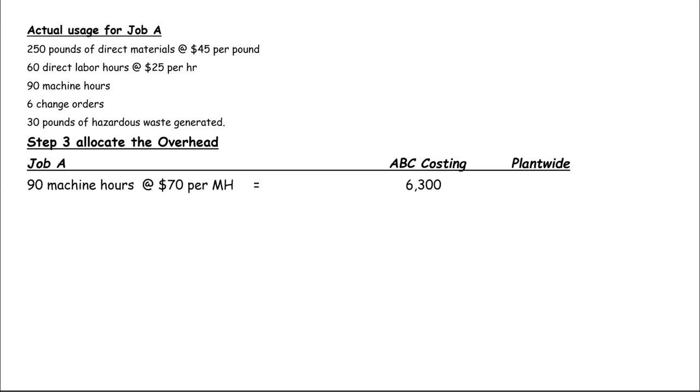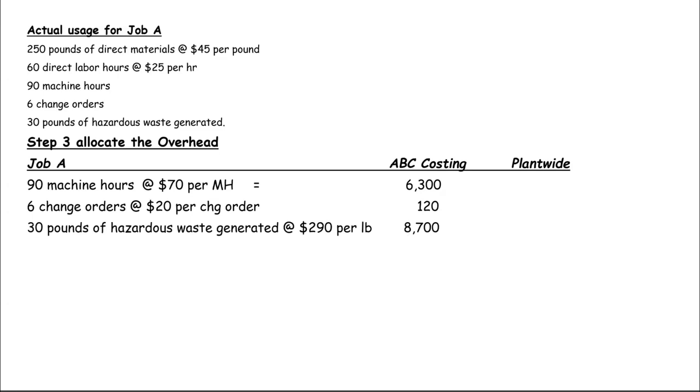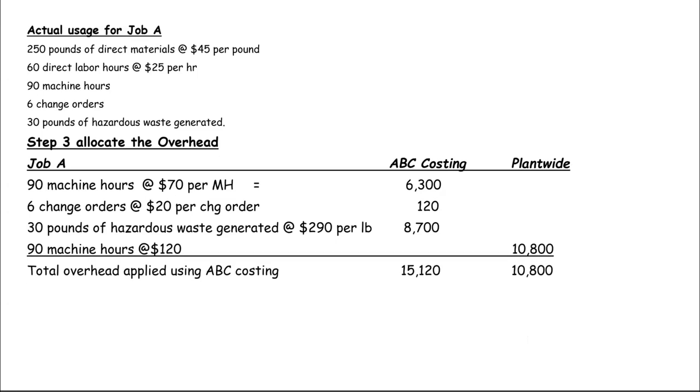So for machine hours, we're going to take 90 times 70, which is our machine hour rate under ABC costing. Change orders at $20 per change order, we had 6. And then we had 30 pounds of hazardous waste, so that's how much we would allocate. Now for the plant-wide, we would just use our machine hours, and it would be 10,800. So you can see there's a big difference between ABC costing and plant-wide.